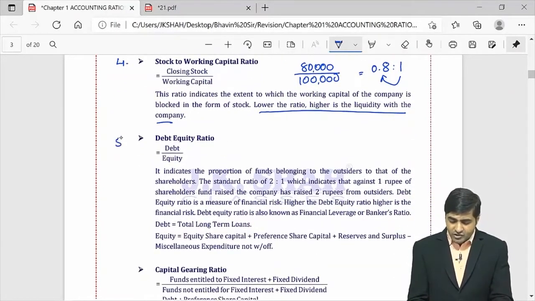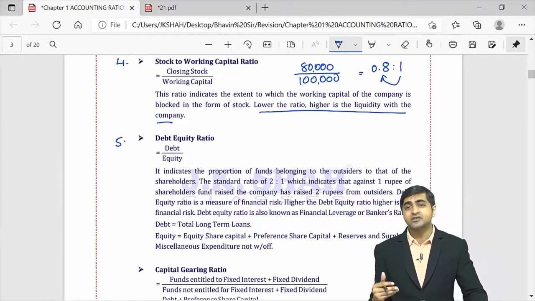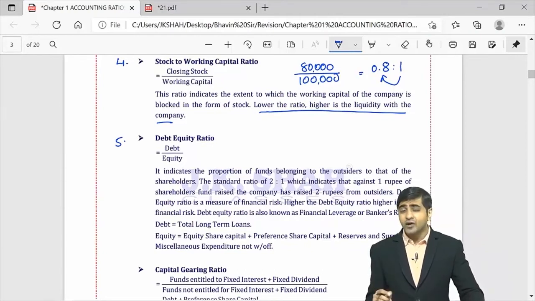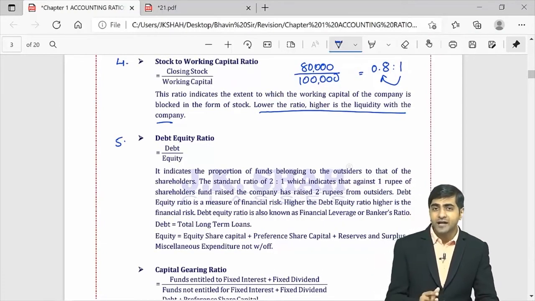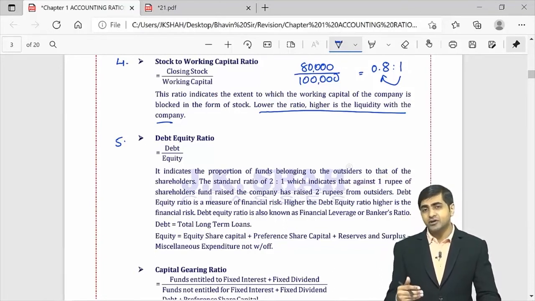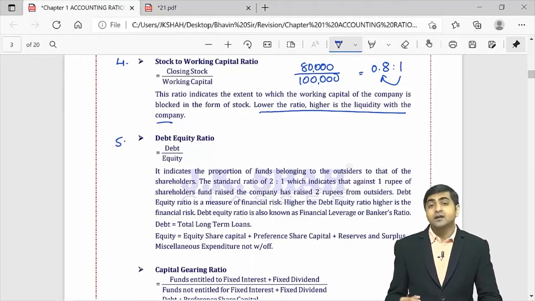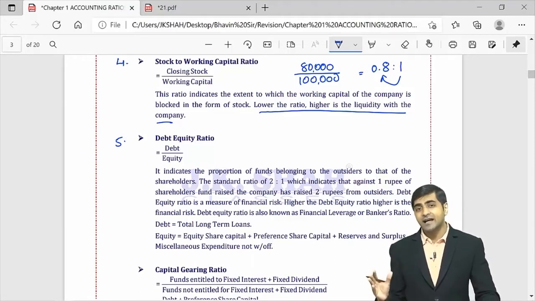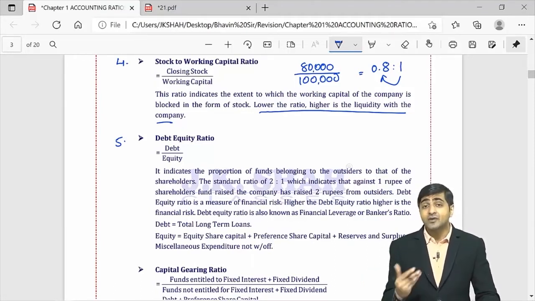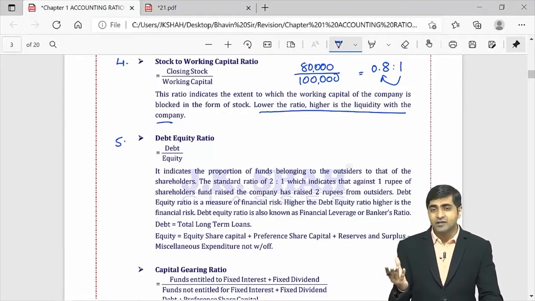Then guys, one of the most common ratios which they ask in examination is your debt equity ratio, where we are going to consider your long-term debt and divide that by your shareholders' funds. So that will be treated as your debt equity ratio. Now guys, if this ratio is tremendously high, then can I say that the financial risk in the company is also tremendously high? Come on, yes or no?